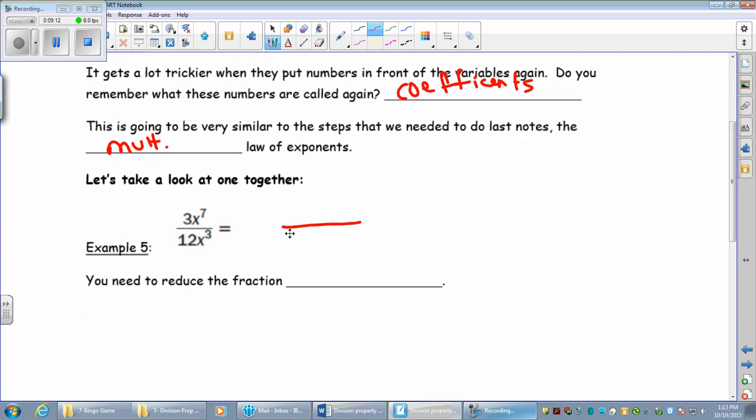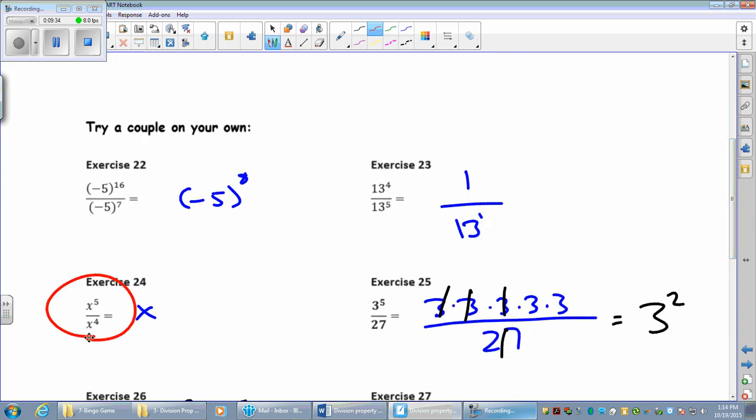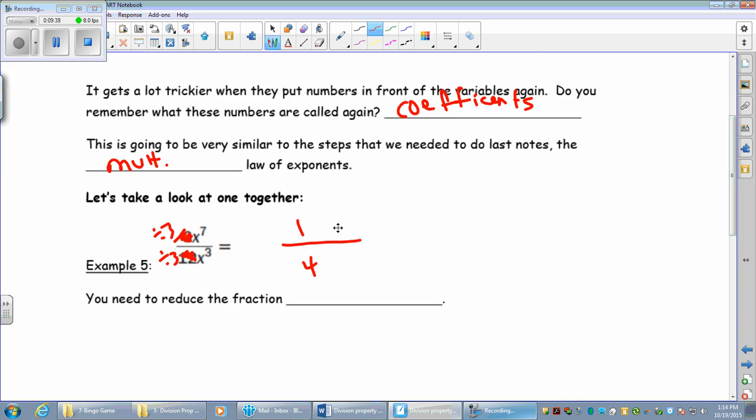So, can I reduce 3 over 12? Well, if I divide them both by 3, I end up getting 1 and 4. So then all that's left is x to the 7th over x to the 3rd. And that's the same exact problem that we did, say, right here. X to the 5th over x to the 4th. So, where do you have more x's, and how many more do you have? Well, obviously you have more x's on top, and there are 4 more. So there's your answer. Okay, just make sure that you reduce that fraction first, and that's it.